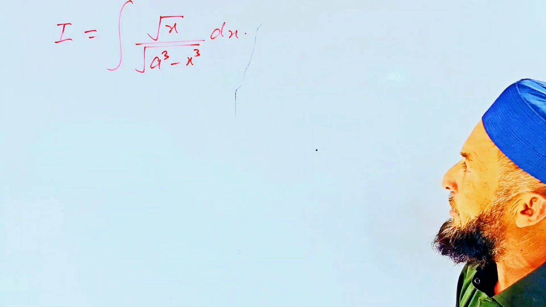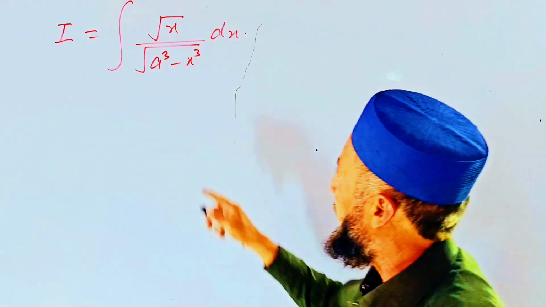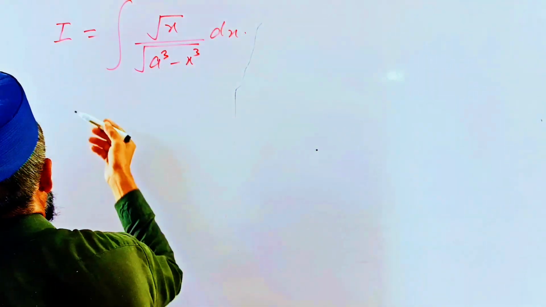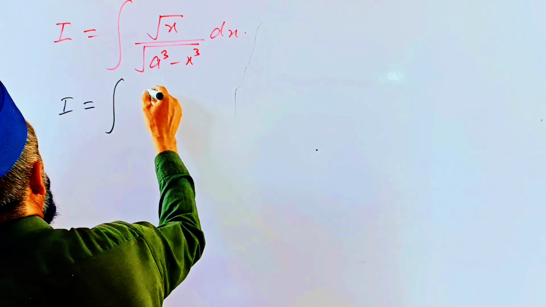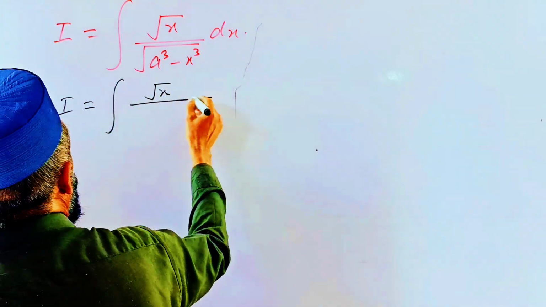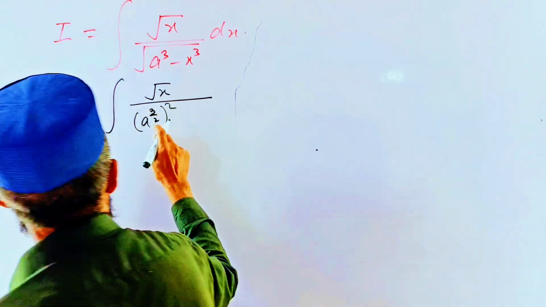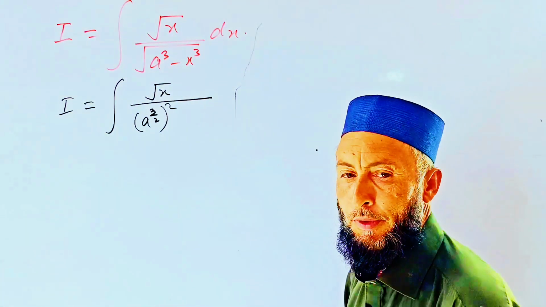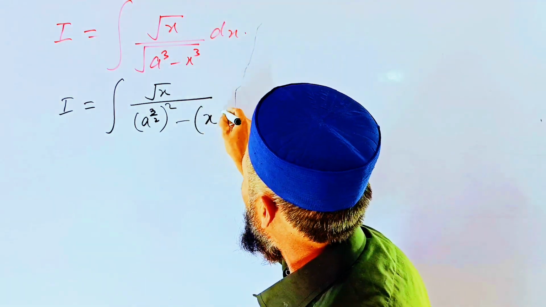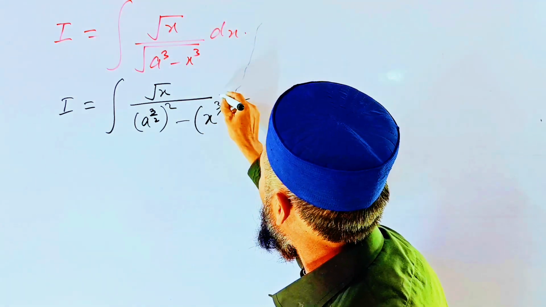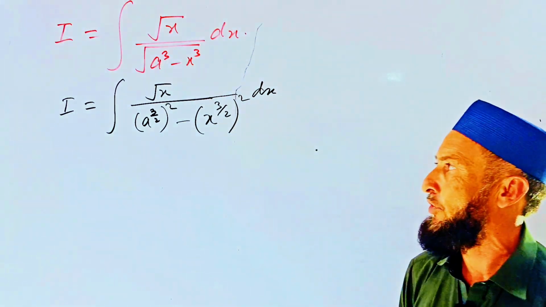Now we can write this question in the form of a square. So I is equal to the integral of under the root of x, and here we can write a^(3/2) and square. So both are cancelled to each other according to the exponent rule, so we get the same term. Similarly, if we take here the (x^(3/2)) whole square dx, and multiply this term, we get x cube.